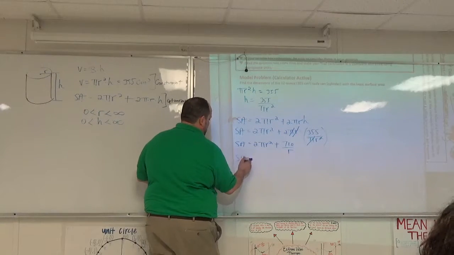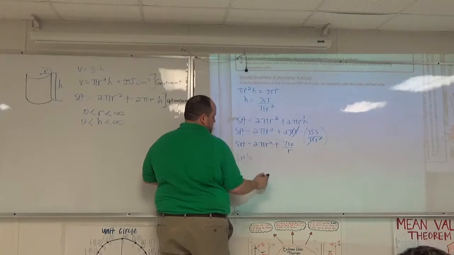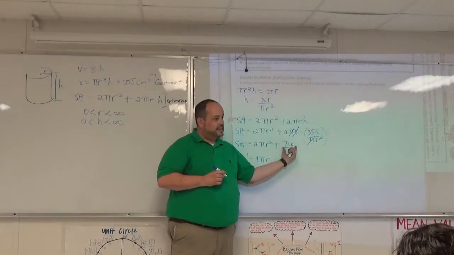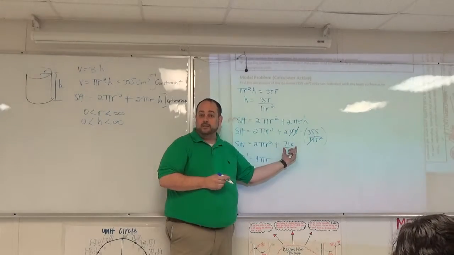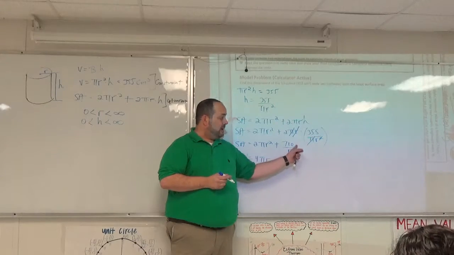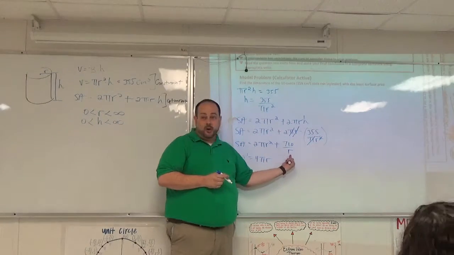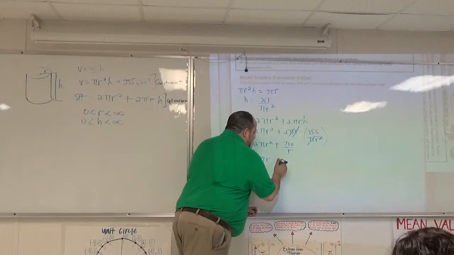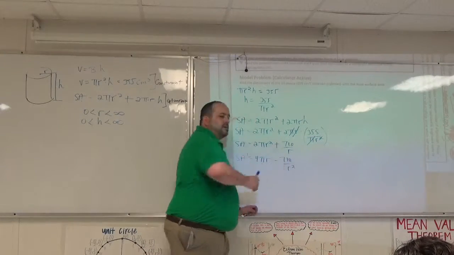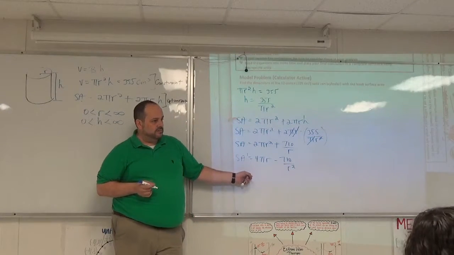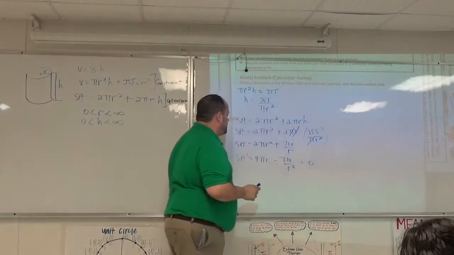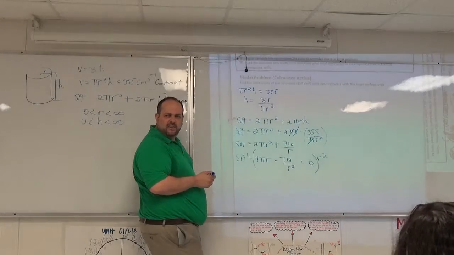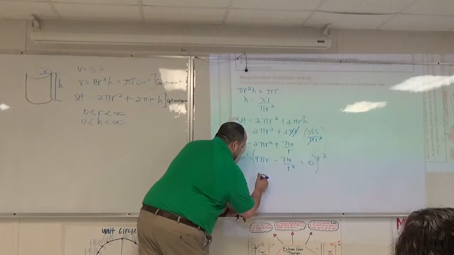So SA prime: derivative of 2 pi r squared, I know you guys know that, 4 pi r. Derivative of 710 over r. Just like before, quotient rule works, or rewrite and use the power rule. This looks a lot like 1 over x, and I know that derivative. It's just a different variable and a constant. Either way, negative 710 over r squared. That's the derivative. You're going to set that equal to 0 and solve for r. After a while, you start to realize the moves all kind of look and feel the same. I'm going to multiply by my common denominator.